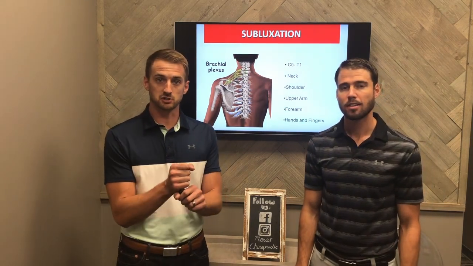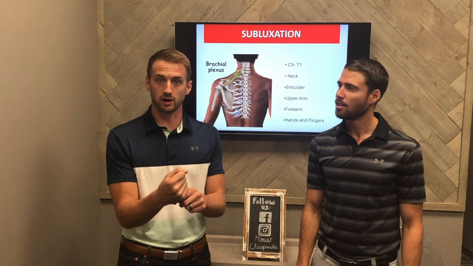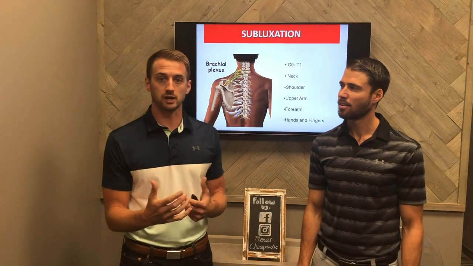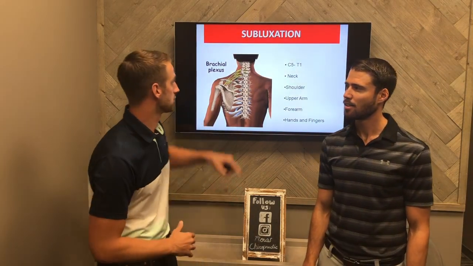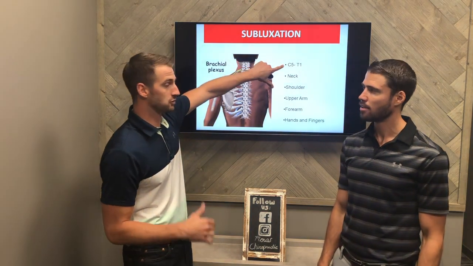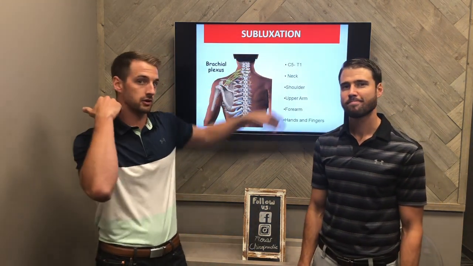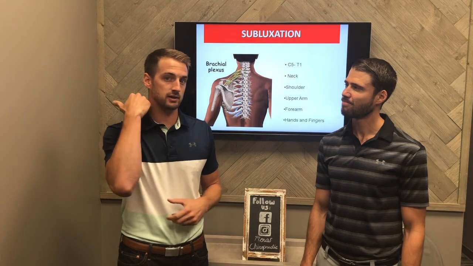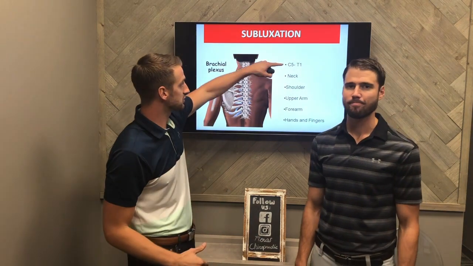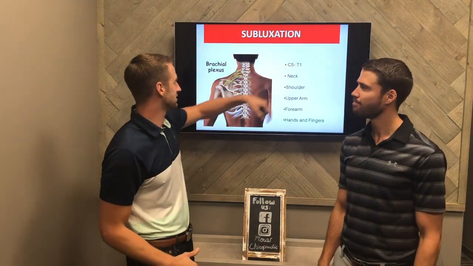One of the most common things that we'll see in the office is something called a subluxation. A subluxation is when one of your spinal joints gets jarred out of a healthy position. When we look at upper extremity issues, a lot of times what we'll see is the area of your 5th cervical vertebrae. So your cervical spine or your C-spine is your neck. That's the 5th vertebrae in that chain, all the way down to T1.